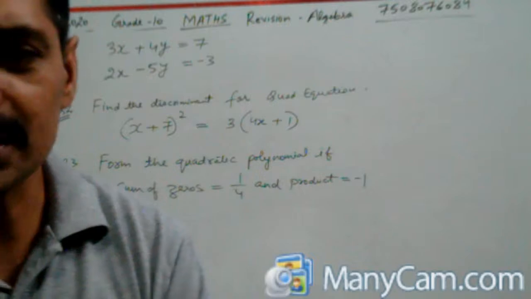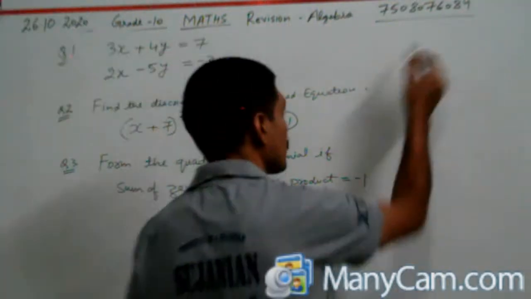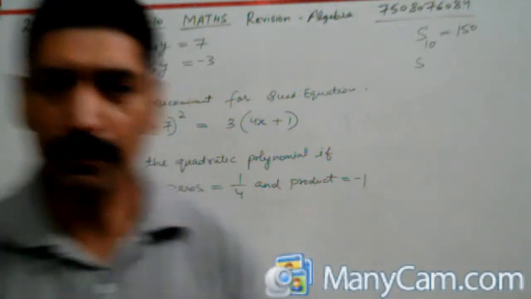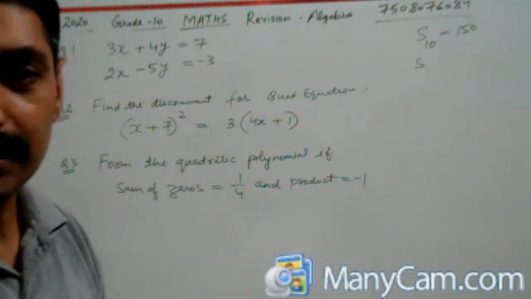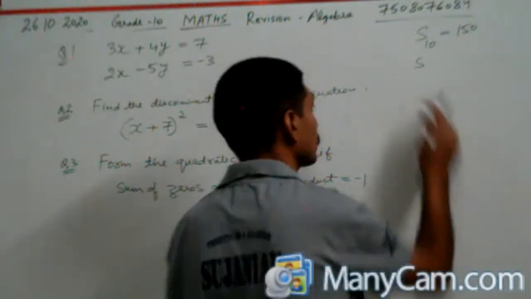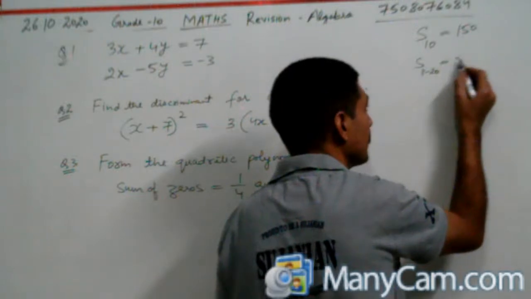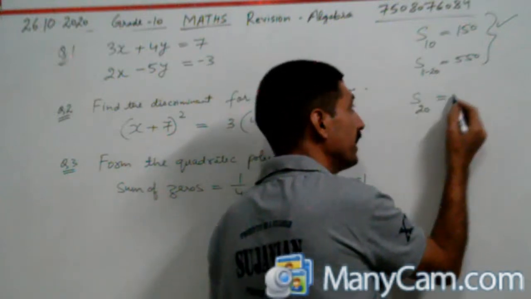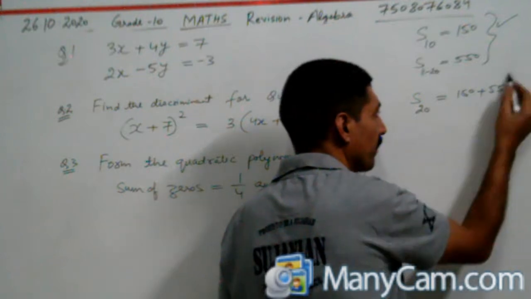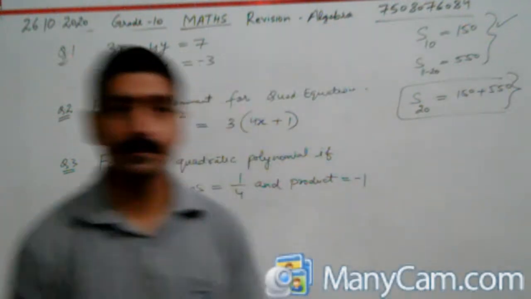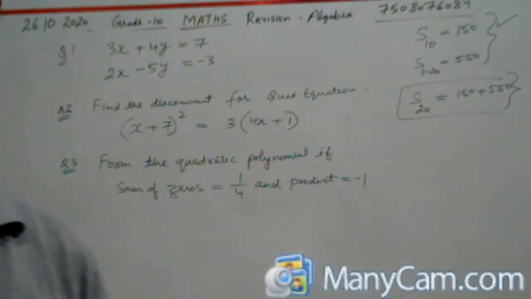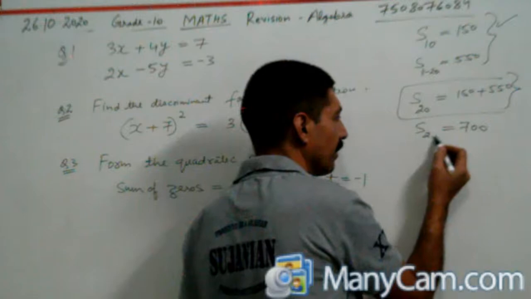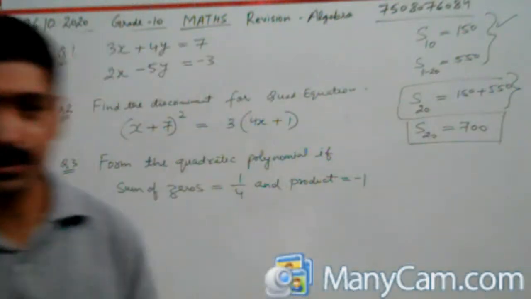Thank you, Arpita. The sum of the first 10 terms is 150, and the sum of its next 10 terms, that is the 11th to 20th terms, is 550. Means in total, you can note down here, the sum of 20 terms is 700. Arpita, it means the sum of the first 20 terms of the AP is 700. You can apply that. So let me discuss and I will take these questions.